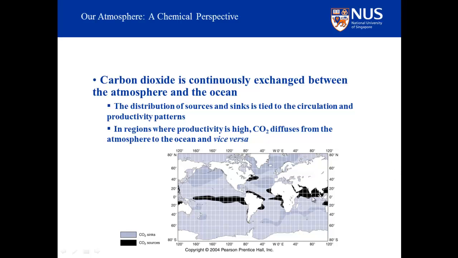You can see this effect in this picture down here. In the light grey, we are seeing regions which are carbon dioxide sinks. Carbon dioxide from the atmosphere is being transferred to the oceans. And in the equatorial regions, as you can see here in the Pacific and the Indian Oceans primarily, we have the oceans acting as carbon dioxide sources. The carbon dioxide from the ocean is being transferred to the atmosphere.